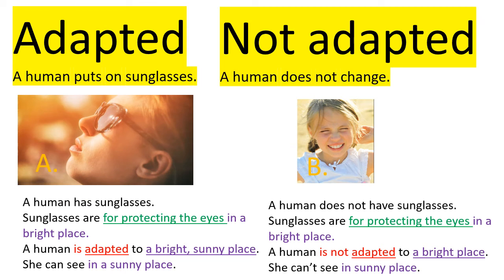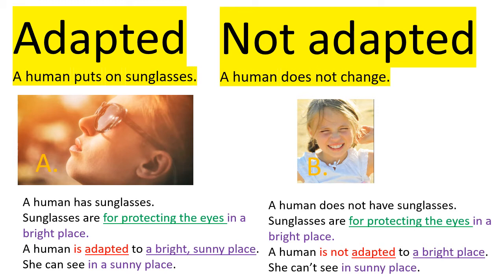Here is another example. In picture A, a human changes by putting on sunglasses in a sunny place. Sunglasses are for protecting the eyes in a bright, sunny place. So, a human is adapted to a bright, sunny place. She can see in a sunny place.